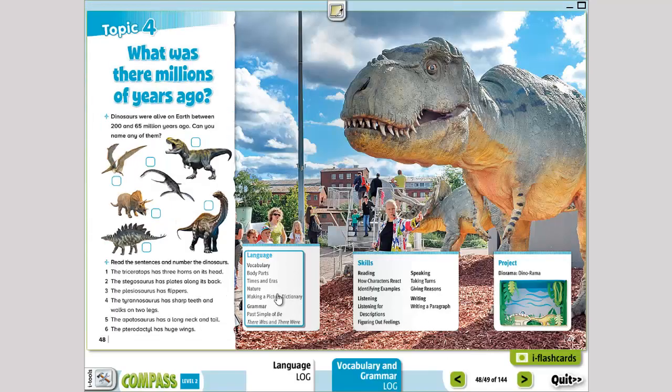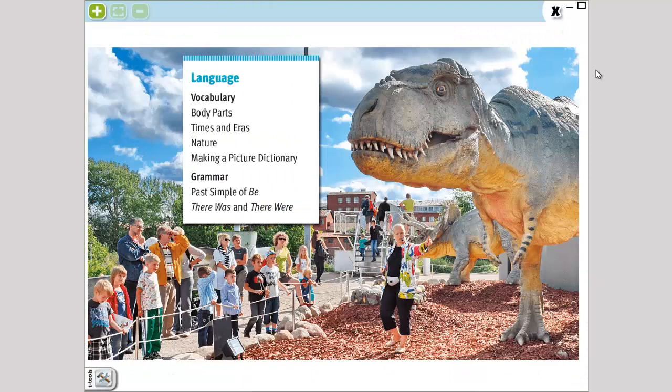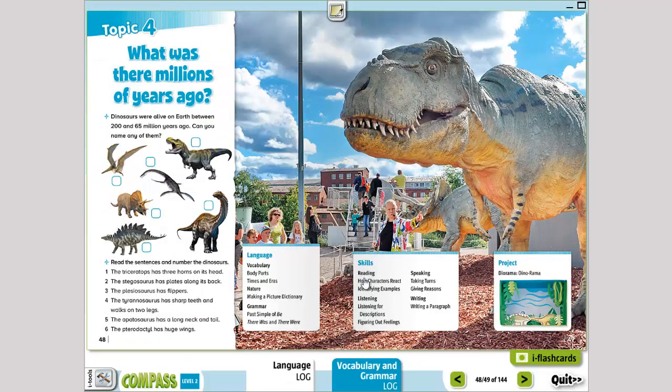So after that we have a vocabulary. It says body parts, times and eras, nature, making a picture dictionary. Okay? Body parts, partes del cuerpo, times and eras, tiempos y eras, nature, naturaleza, making a picture dictionary, hacerse una imagen, okay, de un significado. So this is all en el libro de language, solo es abrir el tema. So this is what these 2 pages are for.